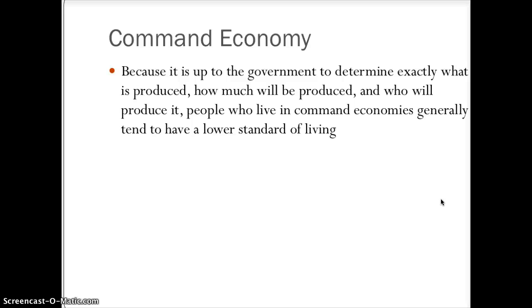Because the government is determining what is produced, how much is made, and who makes it, people who live in command economies generally tend to have a lower standard of living, meaning they don't have a lot of goods to purchase. A lot of things aren't being made, their daily needs aren't as accounted for as much as those in a market economy, which we will talk about next. A common theme in economics is that people are generally much better at determining what is best for them than a large government is.